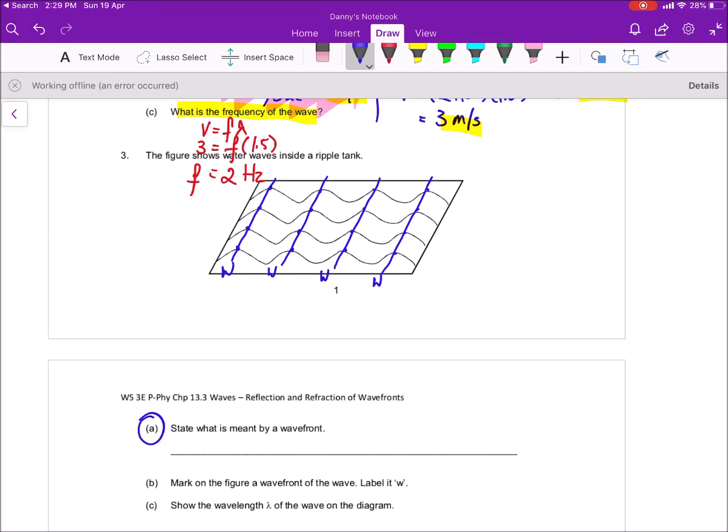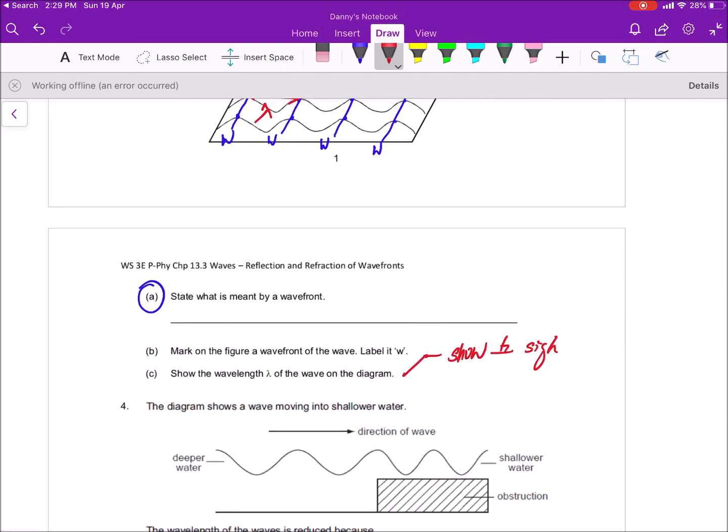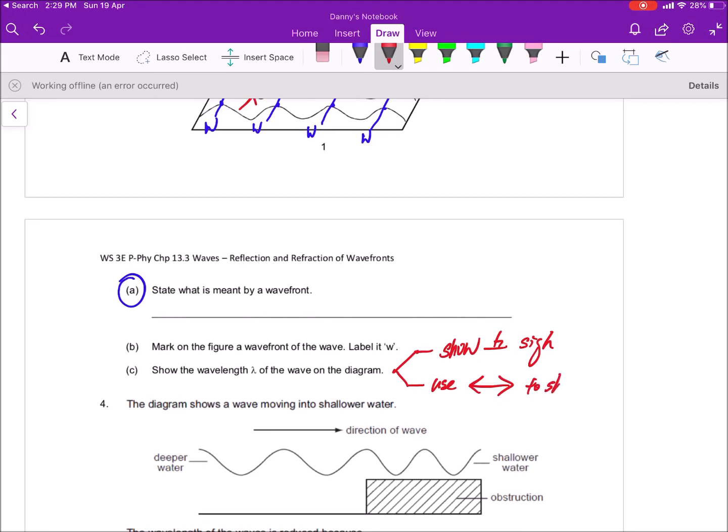And now I have to show the wavelength. So to draw the wavelength, make sure it is perpendicular, and then label it with an arrow from where to where. So this is your lambda. Okay, so key point over here, you have to show the perpendicular sign, and then you also need to use a double arrow to show it is measured from where to where. Whenever you need to label things on your diagram, it has to be specific.